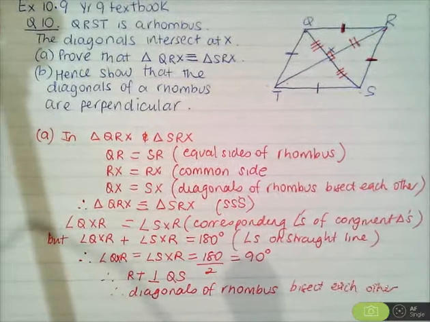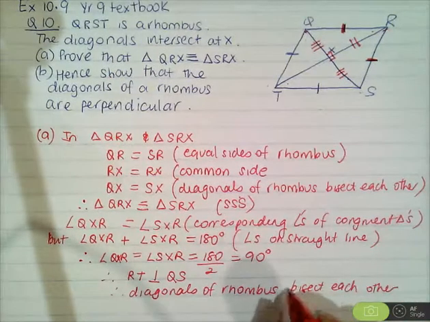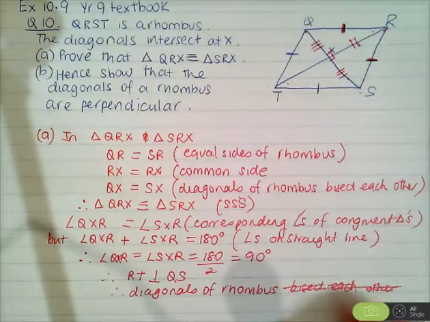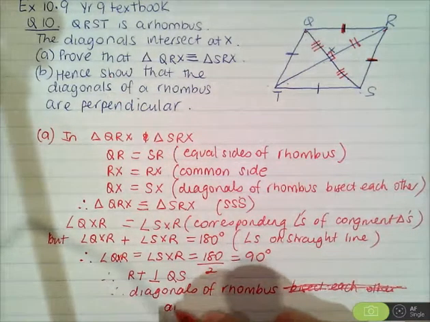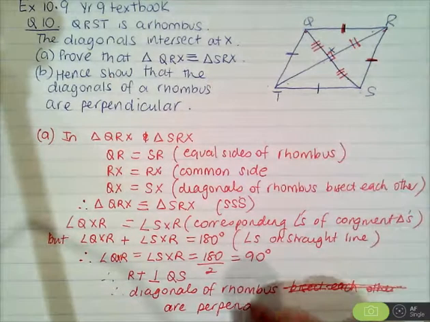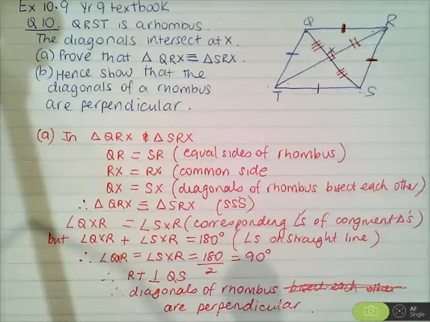Actually, sorry, girls, it's not that diagonals of a rhombus bisect each other. We already knew that before. We're trying to prove that diagonals of a rhombus are perpendicular. In other words, that they meet at 90 degrees, which we've just shown. Sorry about that. So diagonals of a rhombus are perpendicular. Okay, that's the end of question 10 in exercise 10.9.